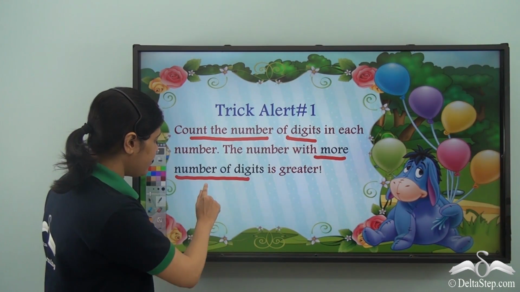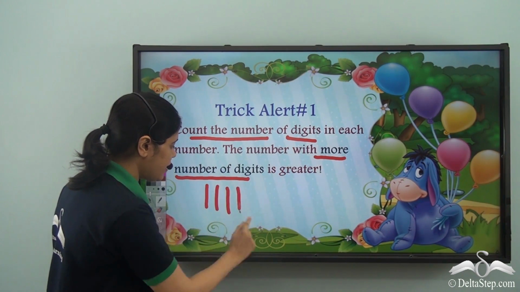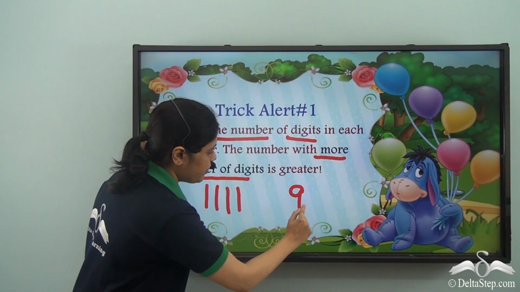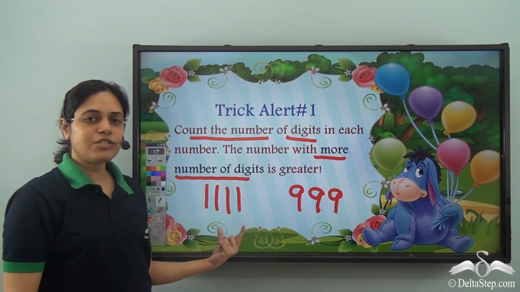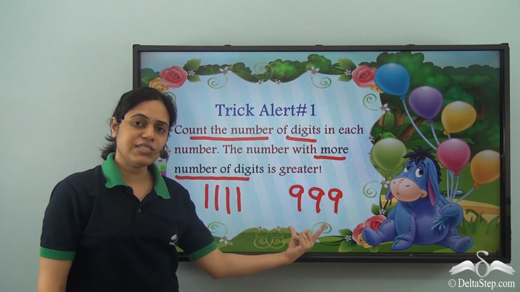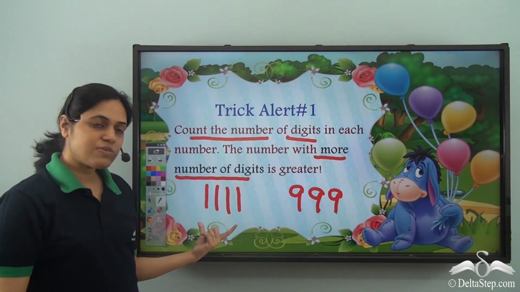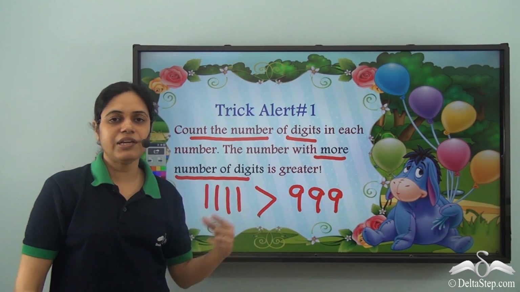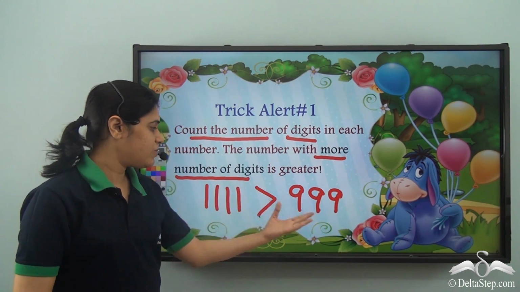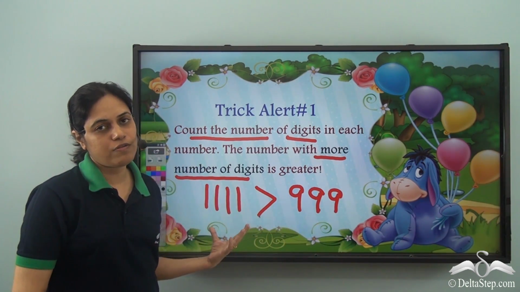What does this mean? This means that if we have a number 1111, and if we have another number 999, this number has 4 digits, whereas this number has just 3 digits. This has more digits. So this is bigger than 999. So the number with more digits is always bigger.